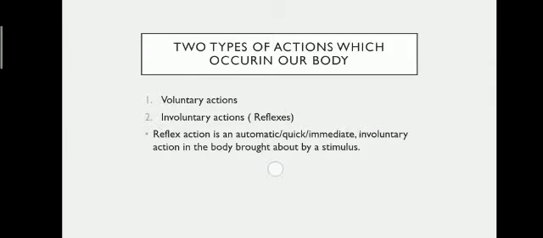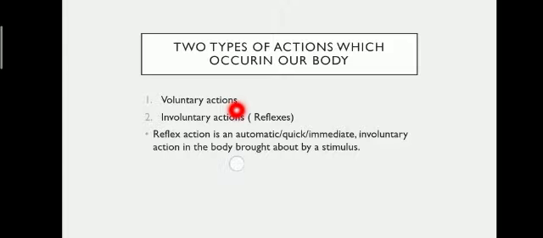Hello students, in our last video we studied the components of the nervous system. In this video we'll be talking about two types of actions taking place inside our body, that is voluntary actions and involuntary actions. Voluntary actions are the actions which are controlled by our will.